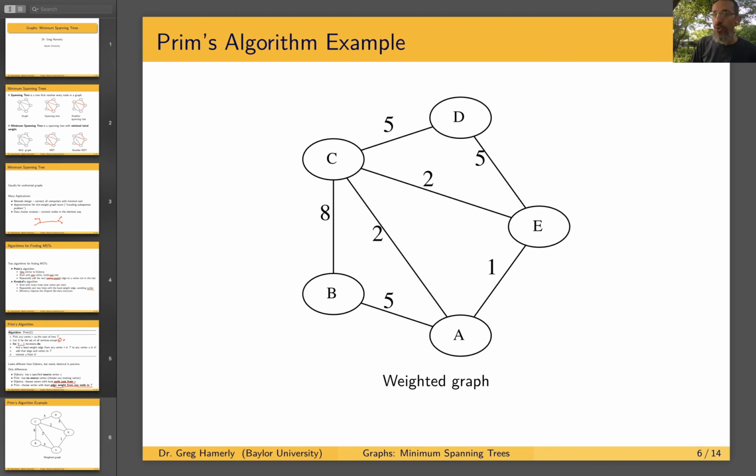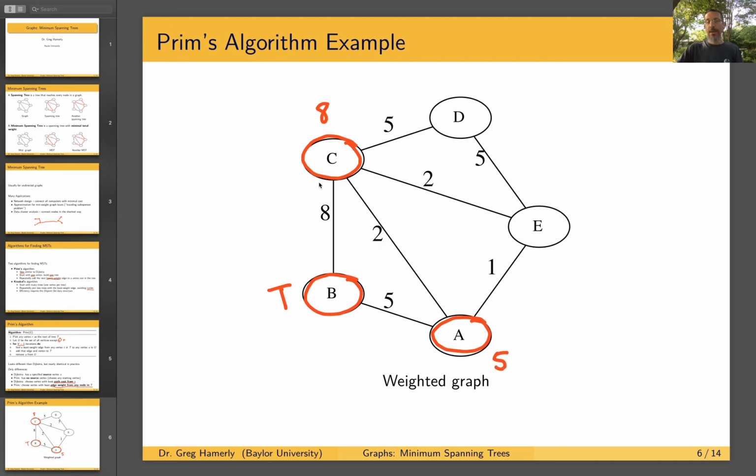So let's try an example here, Prim's algorithm on this weighted graph. Suppose that we started our Prim's algorithm with the root, I don't know, at B. It really doesn't matter where we begin here. So we're going to put B as the root. Everything else has not been visited yet. Now, B is in the tree T, and on the frontier, we have C with a cost of 8 and A with a cost of 5.